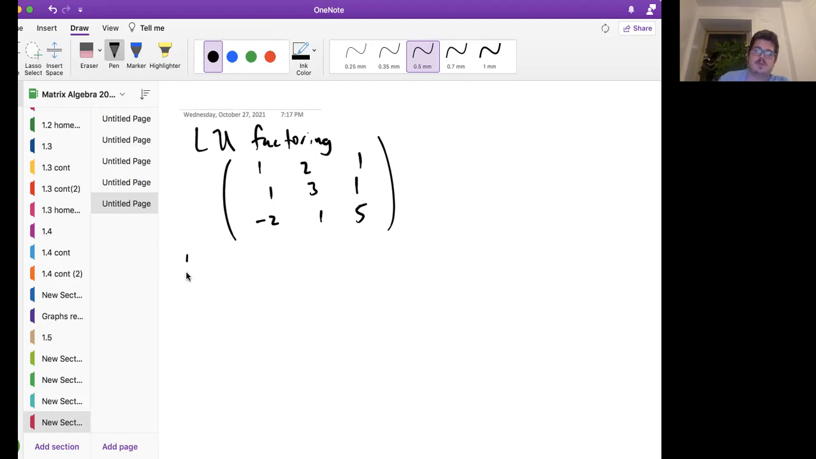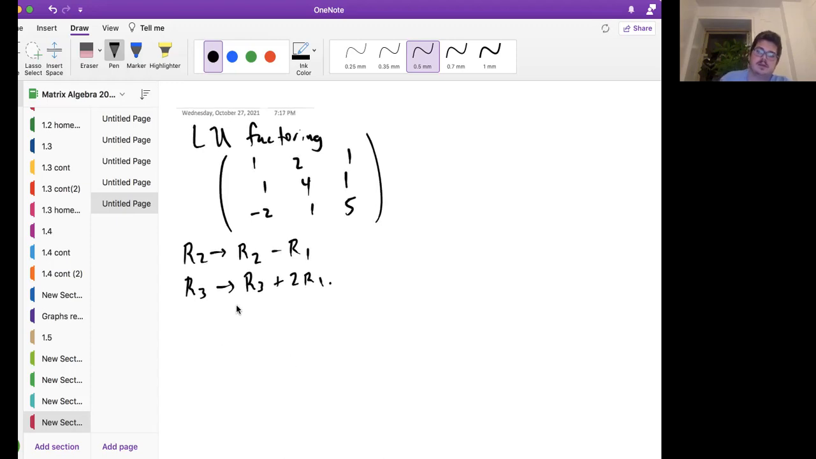Yep. Row 2 to, and to make it interesting, I'm going to put that there. Row 2 to row 2 minus row 1. And what do you do to row 3? Row 3 plus 2 row 1. Good. So let's see what that would be.